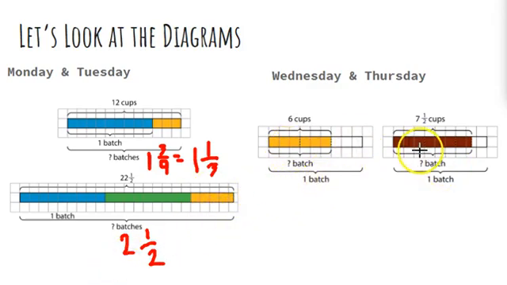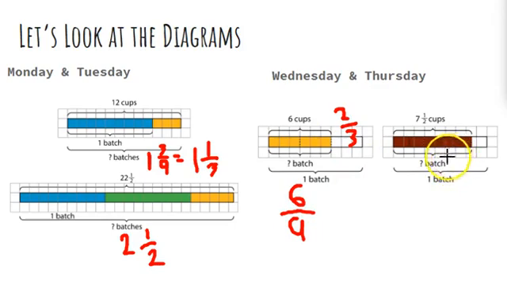What about here? Both of these are less than 1 whole batch, right? So it stands to reason that these are going to be less than 1 whole. On Wednesday, we had 6 cups used out of 9 total. Well, that's 6 ninths, right? Can also think of it as I can make 3 parts or 2 parts out of 3. So this is actually 2/3 of a batch.